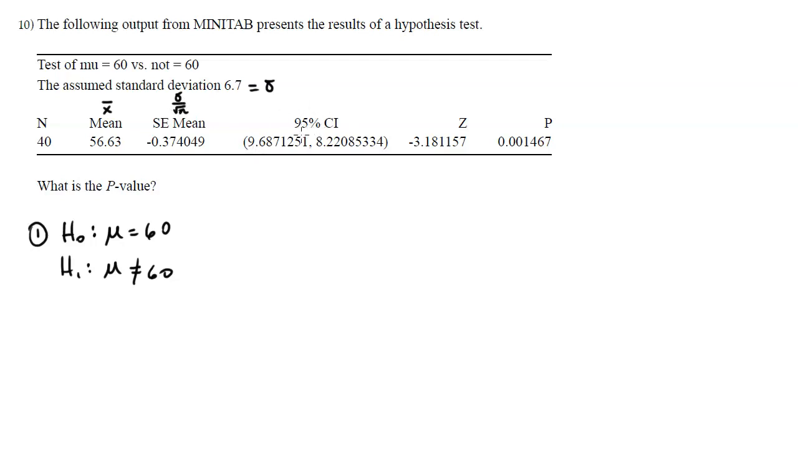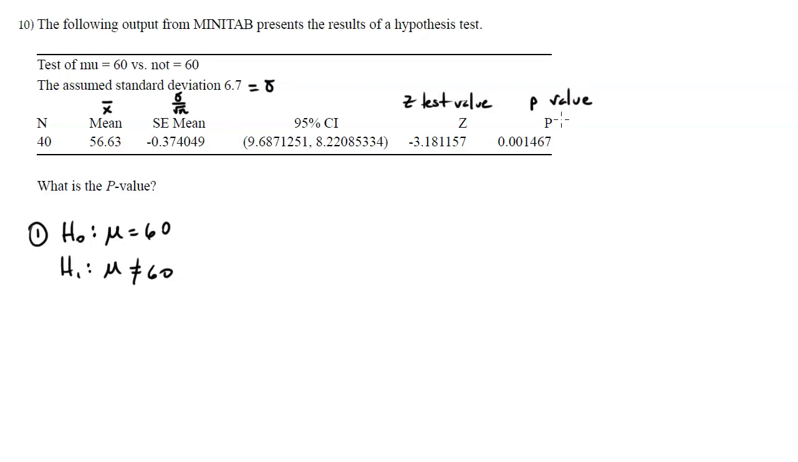It gives us the 95% confidence interval. This might be different. It might give us 99, 90, or 98. But this is the 95% confidence interval, where we're 95% sure that the true population mean is between these two values. It gives us the z-test value, and it gives us the p-value.